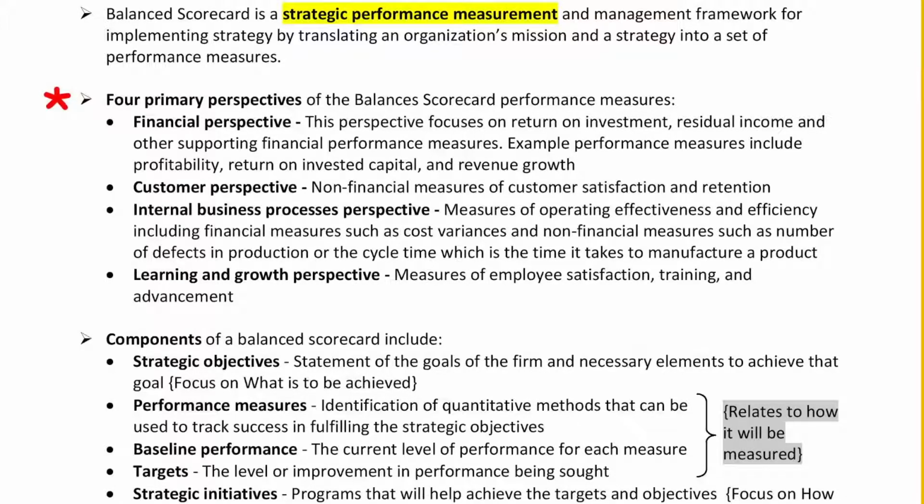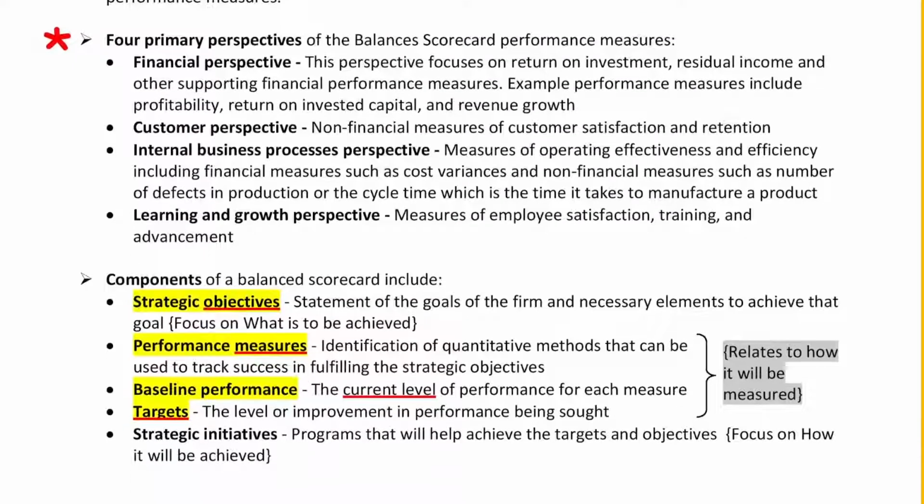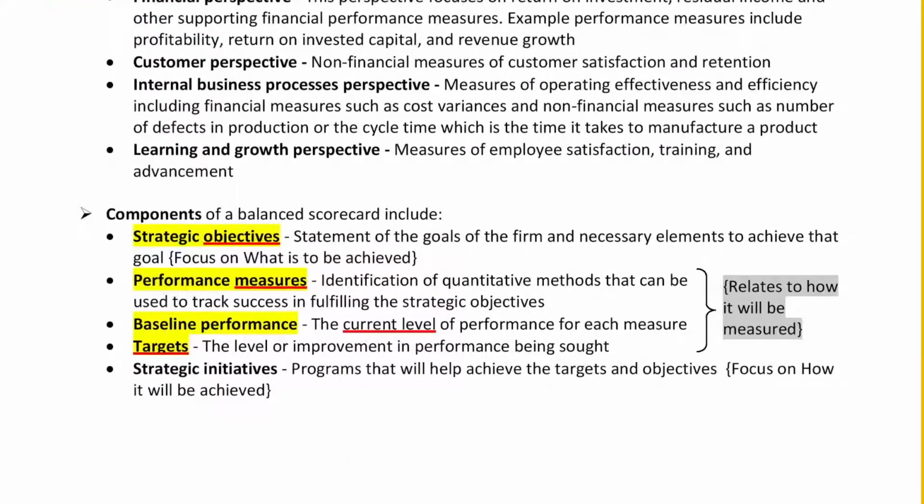The components of a balanced scorecard include highlight strategic objectives and underline objectives. Next, highlight performance measures and underline measures. Highlight baseline performance and underline current level. Highlight and underline targets. Highlight strategic initiatives and underline initiatives. So all these are integral components of a balanced scorecard.